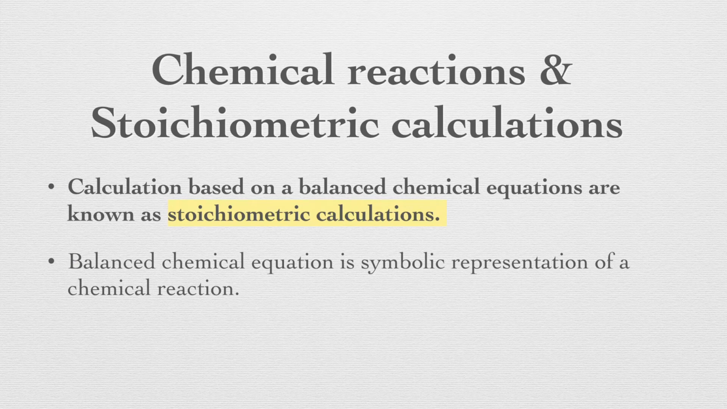Next we'll understand the chemical reactions and stoichiometric calculations. So first, to know about chemical reaction, you might have studied it earlier. A chemical reaction is nothing but reactants and products. Reactants are written on the left hand side and products are written on the right hand side, and the two are separated by an arrow. This is called a chemical reaction.